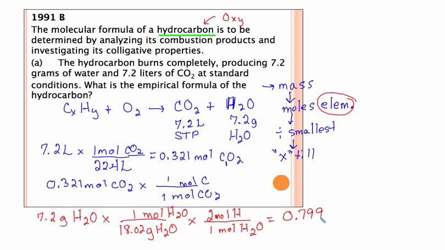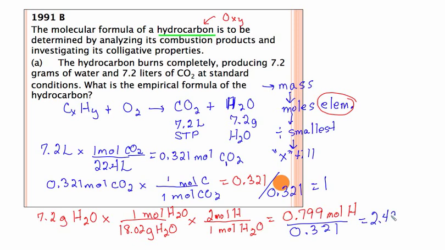So I have 0.799 moles of hydrogen. Again, you can do that mass to mass ratio and it'll just take you a couple of extra steps. So I have moles of each. Now we want to divide by the smallest, and the smallest is the carbon, so we're going to divide them both by this number. And I get a 1 to 2.49 ratio. Now we can't have a half there. We do need to multiply that by a factor to get a whole number.